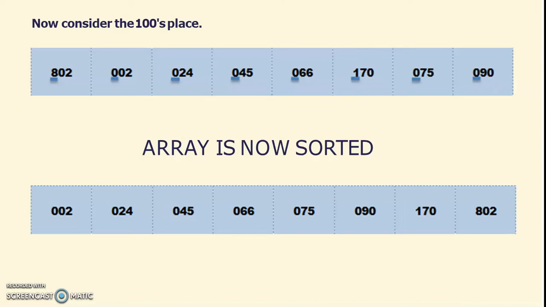Now, we will arrange it. So this is 0, we must put it here, and 24 here, the 45 here, the 66 here, and the 75, because 0 comes before 1. So we must put it here, the 75, then 90, then 170, and the last is 802. Now, the array is sorted. That's all for the example of sorting.